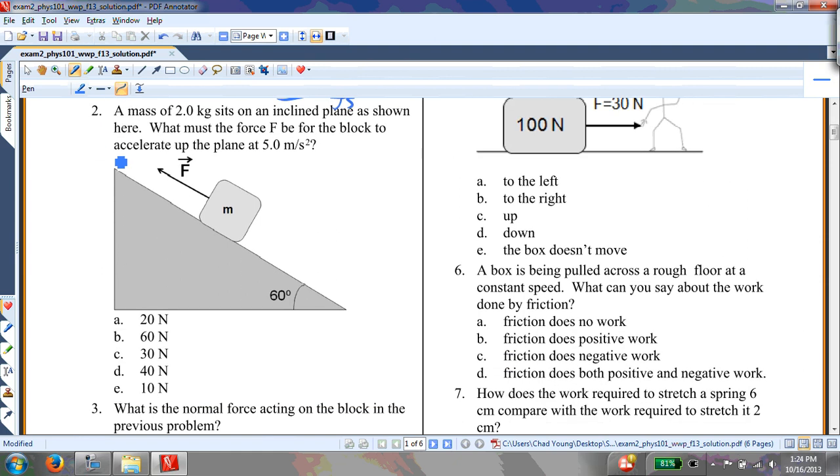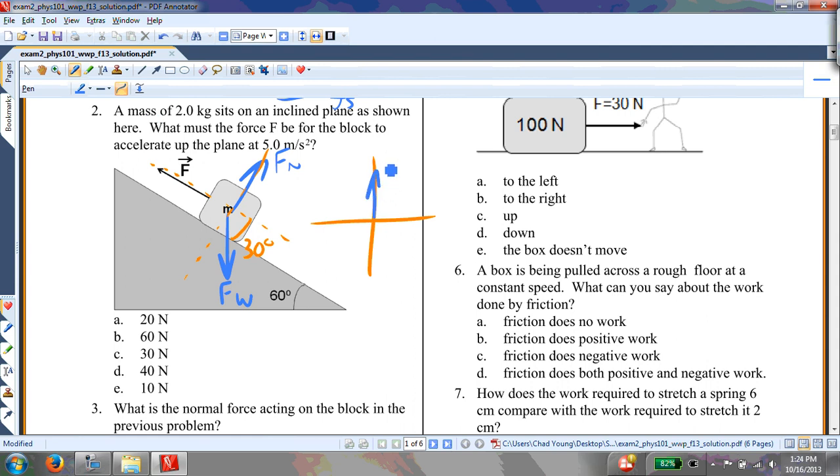A mass of 2 kilograms sits on an inclined plane as shown here. What must the force on the block be for it to accelerate up the plane at 5 meters per second squared? All right, first let's just draw our forces. I have FW, I have FN, and that's all. Now we'll draw our coordinate system. There's my x-axis, there's my y-axis. This angle is 30 degrees. I'm going to actually resolve the force vectors when I do this.